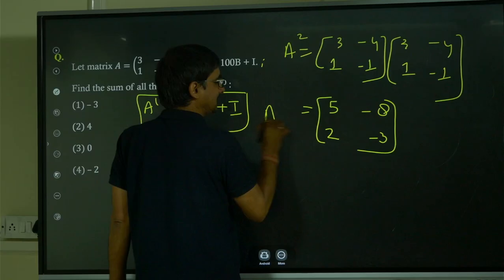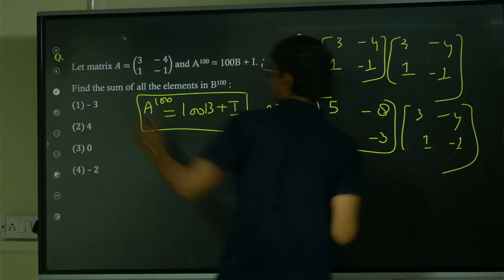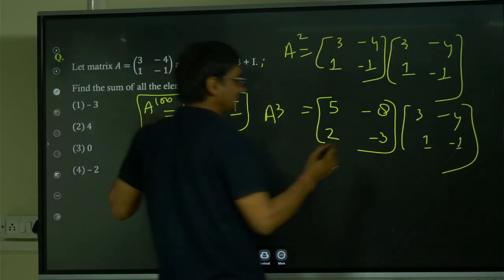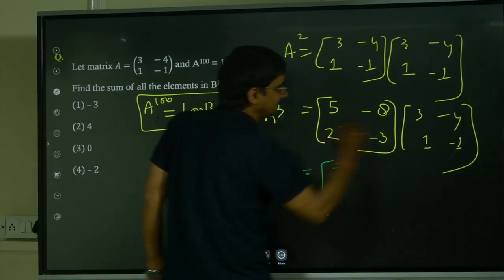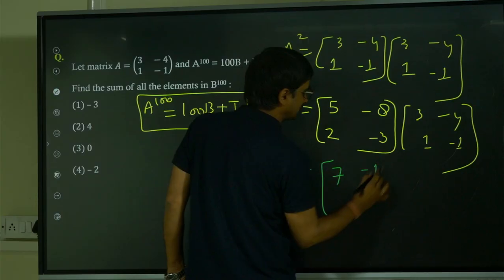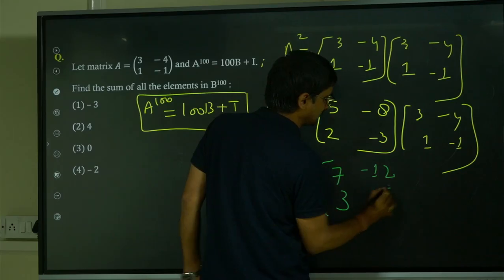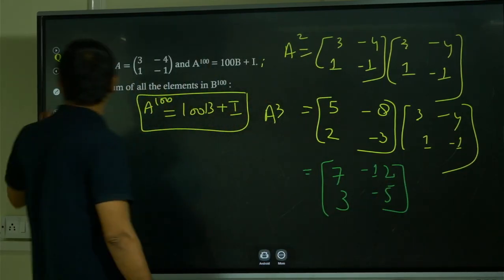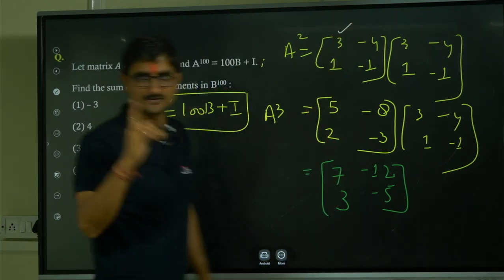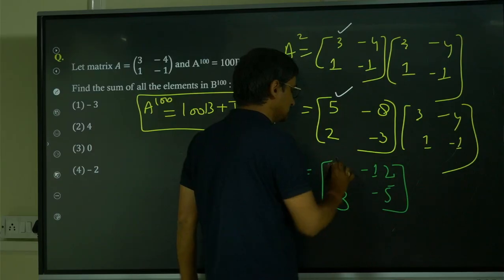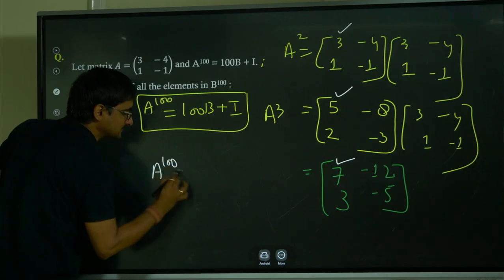Then if I get A cube, multiplying by [3, -4; 1, -1], what are we going to get? A cube will be 15 minus 8 is 7, minus 20 plus 8 is minus 12, 6 minus 3 is 3, and minus 8 plus 3 is minus 5. I think we got the pattern. And what seems to be the pattern here? The first element a11 is 3, then for A square it is 5, then 7, so that's your AP, bachon.